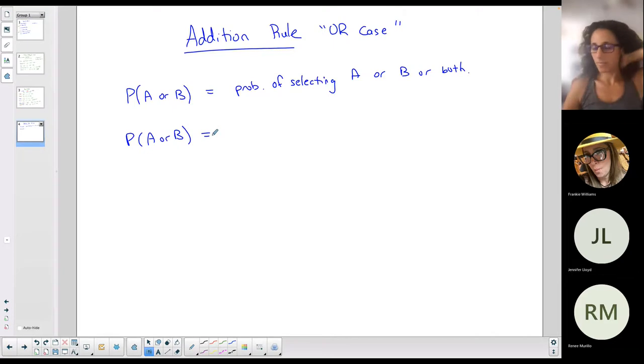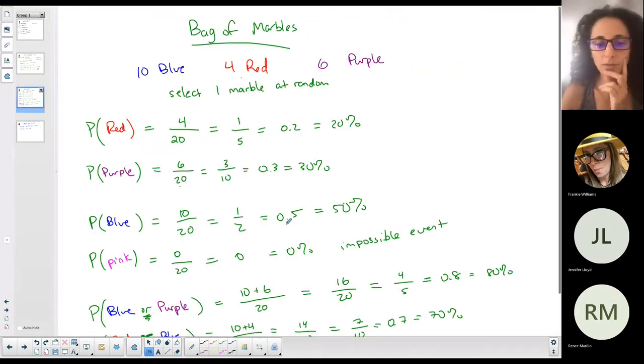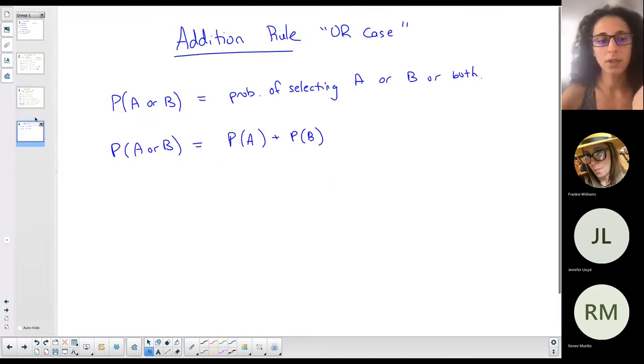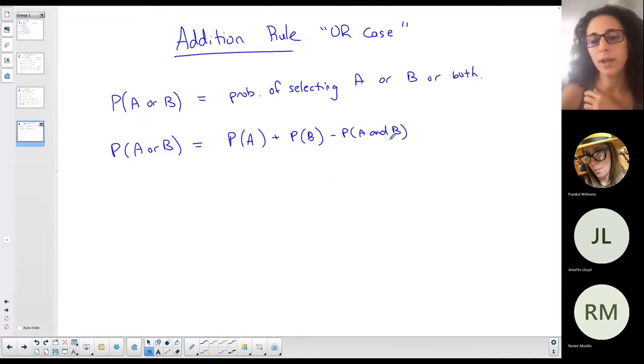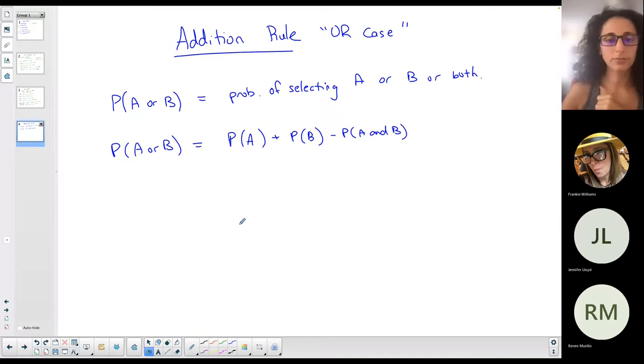We did a situation with what we call mutually exclusive events. So let me give you the main formula here. The probability of A or B is the probability of A plus the probability of B, which is what we did here, right? We added the two together. Minus the probability of A and B. I have to show you what I mean by this extra little piece, because what we had here didn't have it. And I'll show you why.